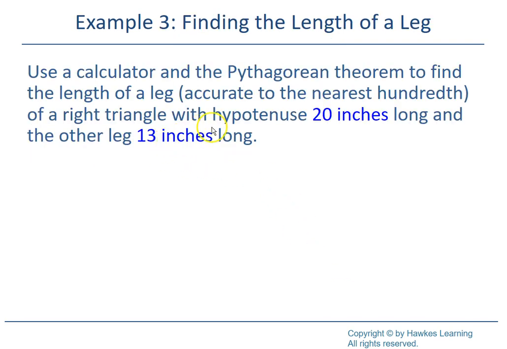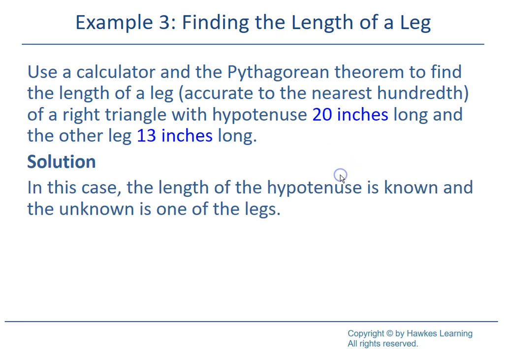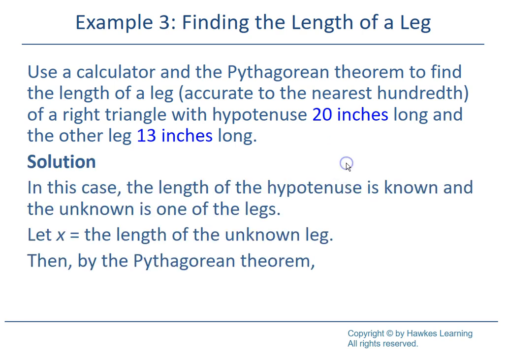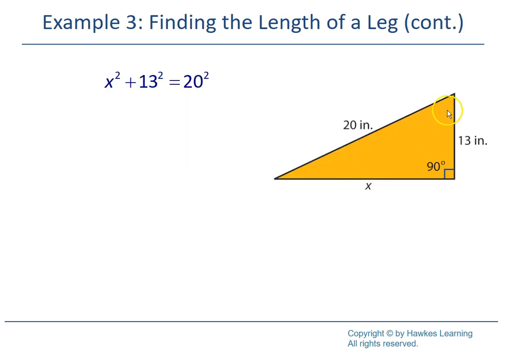All right, now we're going to use a calculator again, but now we know the hypotenuse is 20, and one of the legs is 13. We want to find the missing leg. So once again, a picture is going to be useful. There's your hypotenuse, 20. One of the legs is 13. You want to find the missing leg.